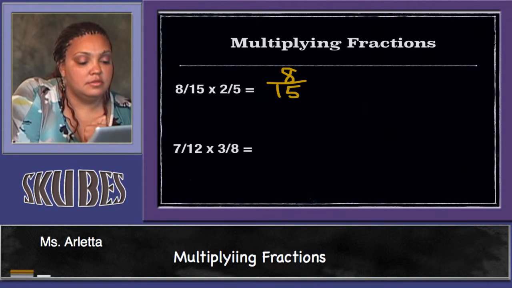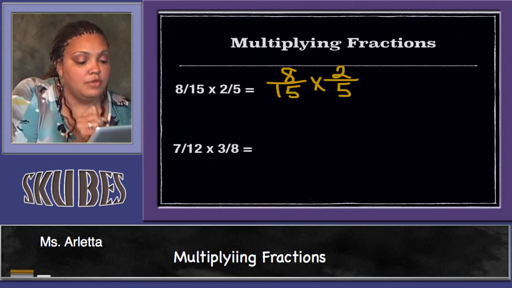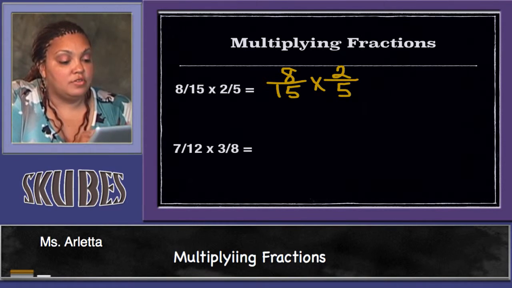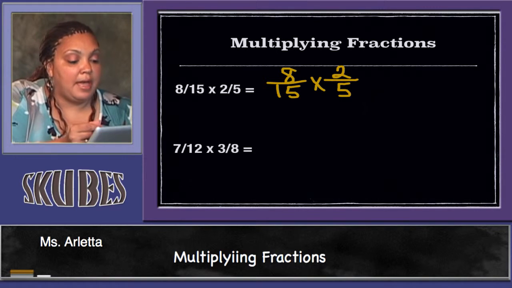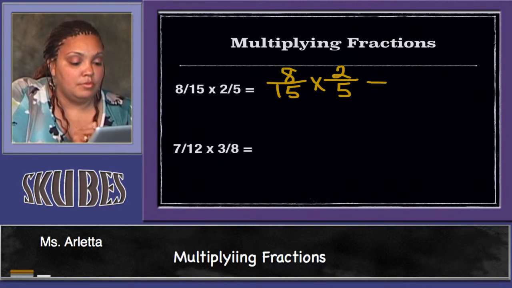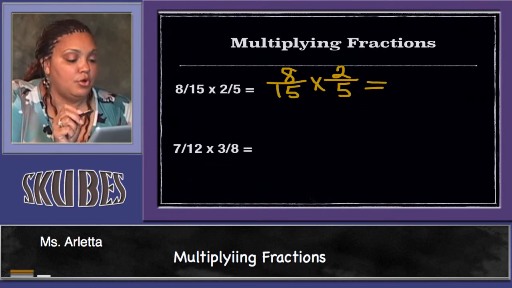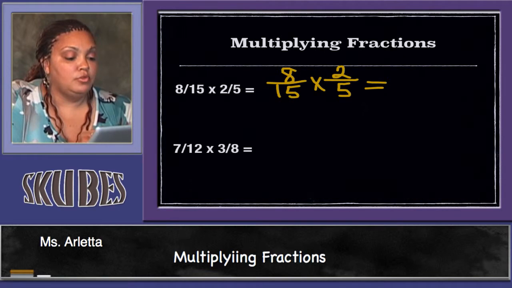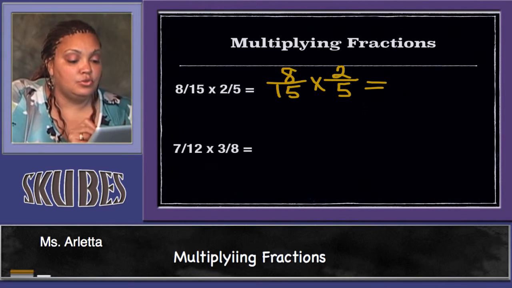8/15 times 2/5. If you notice, it was typed in there horizontally, and I had to write it horizontally as well, but I put my 8/15 and 2/5 vertically just for clarity. The first step says multiply the numerators. We will multiply the numerators of 8 and 2. 8 times 2 is 16.